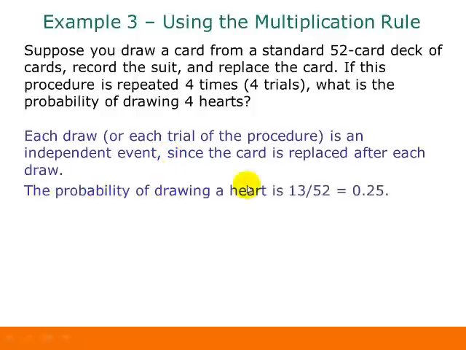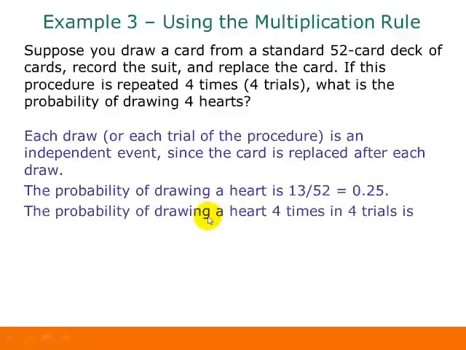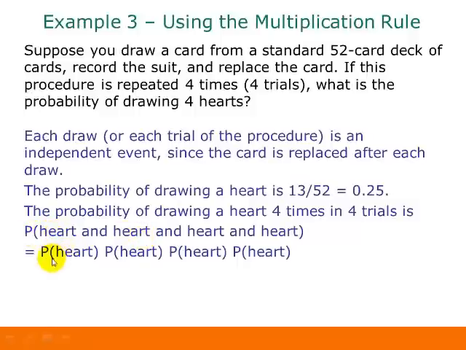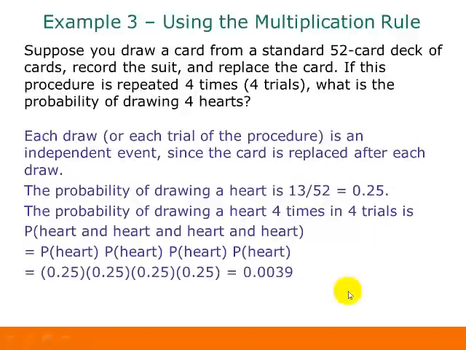The probability of drawing a heart on any one draw is 13 over 52, or 0.25. The probability of drawing a heart 4 times in 4 trials is the same as the probability of heart and heart and heart and heart. So this is the first draw, the second draw, the third draw, and the fourth draw. Our multiplication rule tells us that this is the same as each of these probabilities multiplied together. And since they're all independent, then the probability is 0.25 for each one. So if we multiply 0.25 times itself 4 times, we end up with 0.0039.